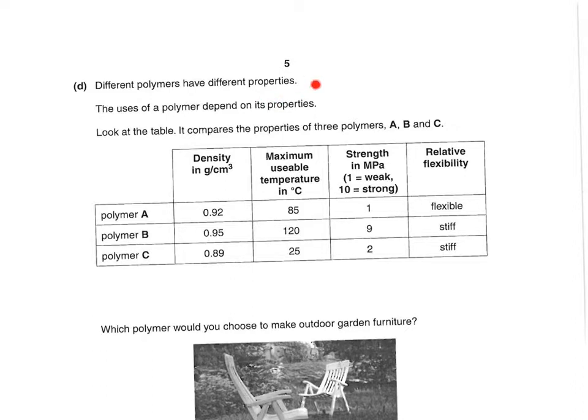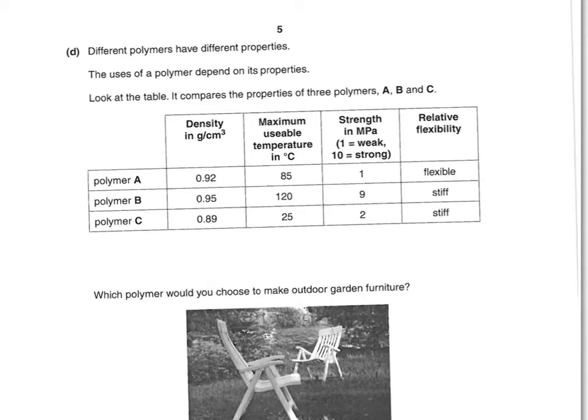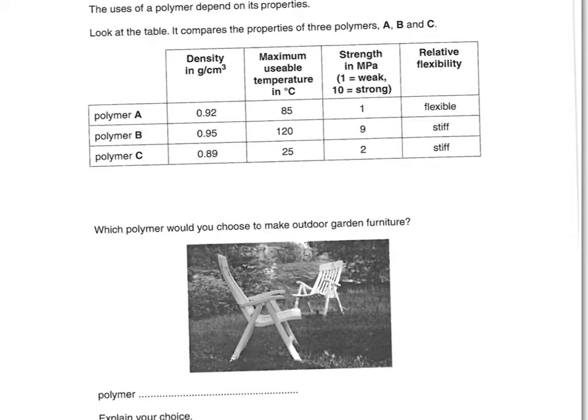Different polymers have different properties. The uses of a polymer depend on its properties. Look at the table, it compares the properties of 3 polymers, A, B and C. So there's a few different properties there. Density, maximum usable temperature in Celsius, so how high a temperature you can use it at, the strength, and relative flexibility. So which polymer would you choose to make outdoor garden furniture?